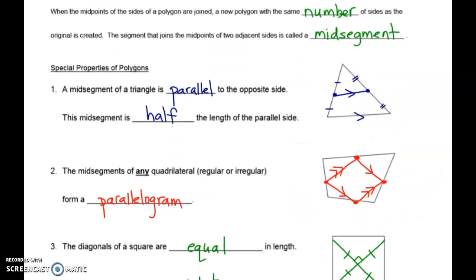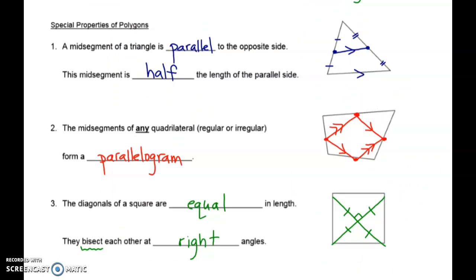Let's look at some special properties of polygons. So, looking specifically at a triangle. A midsegment of a triangle will always be parallel to the opposite side. So, take the midpoint, connect, and these two sides will be parallel to each other. I could do that for any two sides. I could take the midpoint of this side, connect, and this midsegment would be parallel to this side, etc.